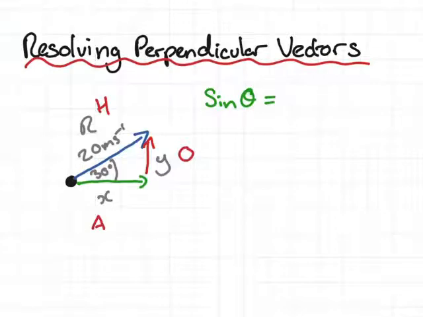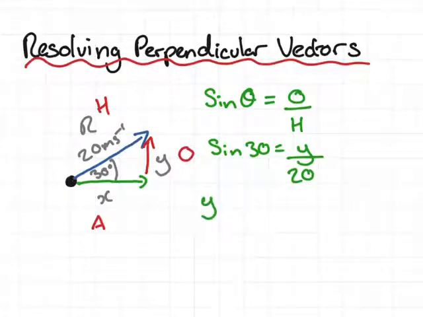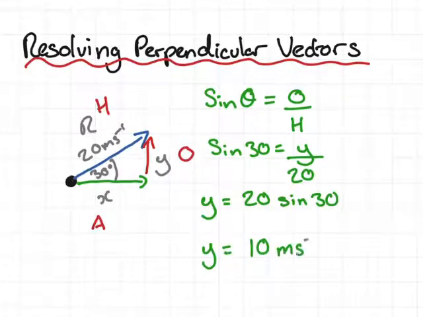So sine theta equals my opposite divided by the hypotenuse. And if I substitute the values in here, sine of 30 is going to equal my opposite, which is my y-axis, so I'll put in y just to avoid confusion of O's and zeros, and then divide that by the hypotenuse, which is 20 meters per second. I can rearrange this now so that y equals 20 multiplied by sine 30, like so. And if I do that, I get an answer of 10 meters per second.